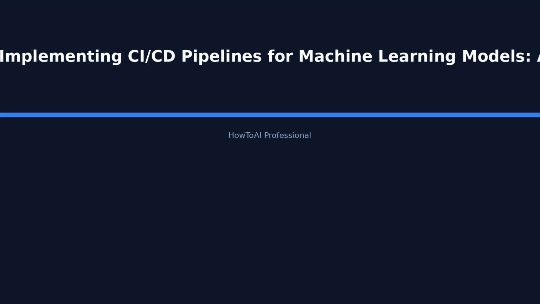Tools and technologies for implementing CI/CD. Now, let's talk about some of the popular tools and technologies that can help us implement CI/CD pipelines for machine learning. 1. Version control systems. Git is a standard tool for versioning code, while DVC can help manage datasets and model versions. 2. CI/CD platforms. Platforms like Jenkins, GitHub Actions, and GitLab CI provide robust frameworks for automating the CI/CD process. They allow us to configure workflows that trigger on code commits or pull requests.